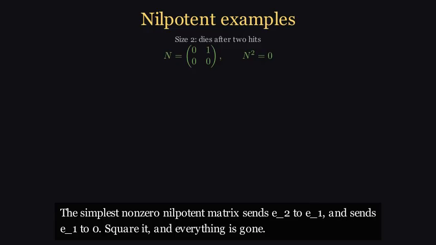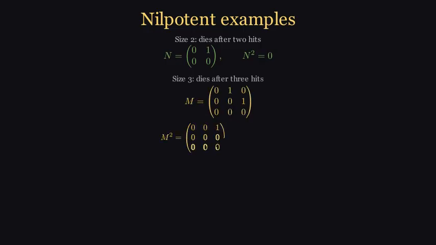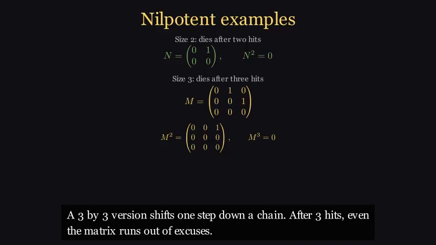The simplest non-zero nilpotent matrix sends e2 to e1, and sends e1 to 0. Square it, and everything is gone. A 3x3 version shifts one step down a chain. After 3 hits, even the matrix runs out of excuses.